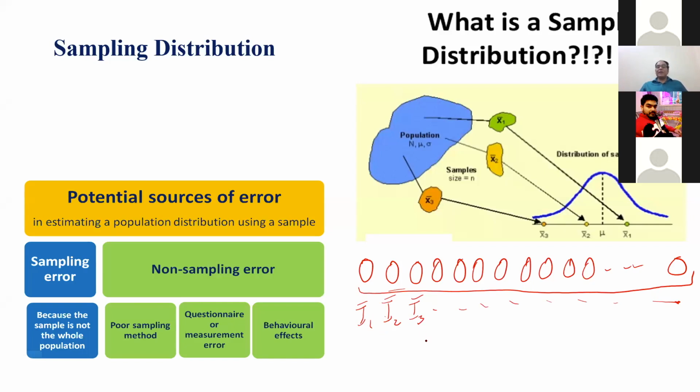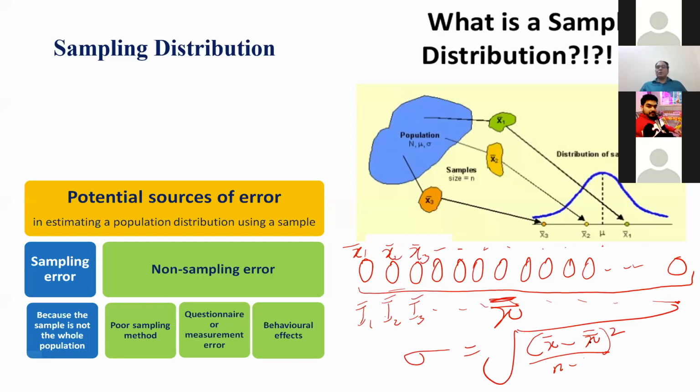So suppose this is the grand mean of all; this is the sample mean of the first, this is the sample mean of the second, this is the sample mean of the third. So we have the means of the different samples, and this is the grand mean. If you calculate the standard deviation from this data, like every mean minus the grand mean, squared, upon n minus 1, this is called the standard deviation of the sampling distribution, and this standard deviation is known as standard error. So I am defining here standard error. Standard error is nothing but the standard deviation of the sampling mean.